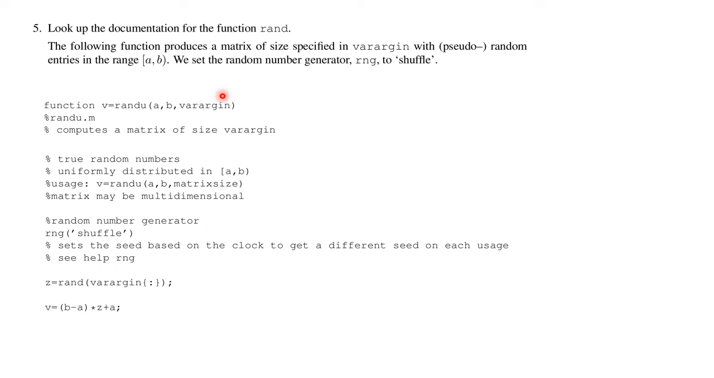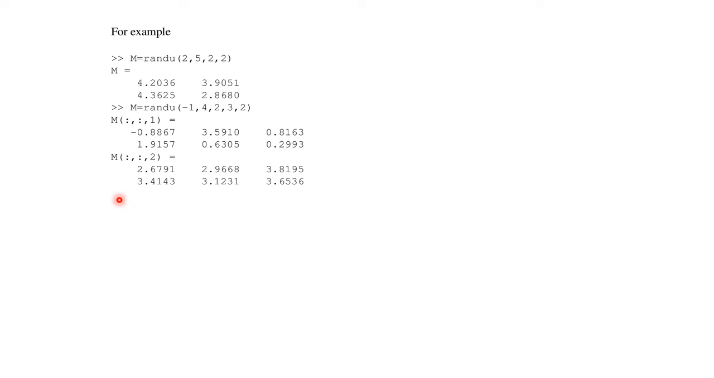And the variable argument in here is the size of the object. So if it were 2 by 2, then it's just an ordinary matrix. If it's a 2 by 2 by 3, then it's a book with 3 pages, each of which contains 2 by 2 matrices, and so on. So this is my own homemade version. You should make your own, and also look up the documentation in the MATLAB help files.